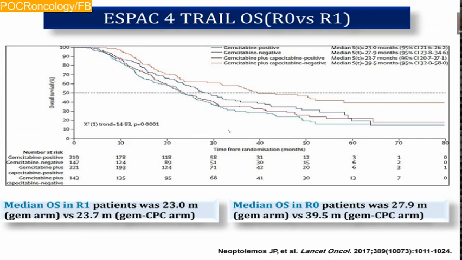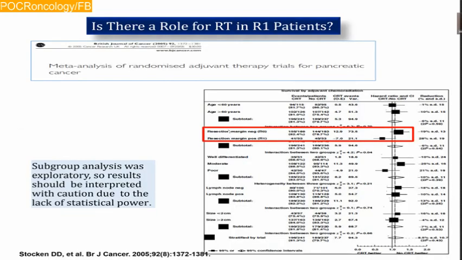However, if you see on R0, there was a roughly 10 to 12 month overall survival benefit, which is huge for those who have an R0. This is exactly opposite to the CONKO trial, where the most benefit was driven from the R1 category of patients. Now, is there any role for radiation therapy for the patient who has been completely resected?